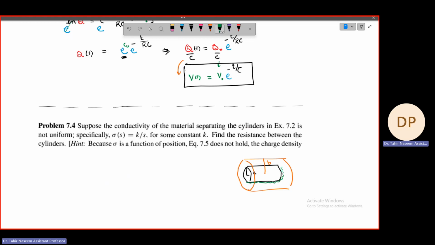The material in between had constant conductivity sigma, but this time sigma depends on k over s. What is s? s is the distance, the distance on this side is s. So as you increase s, conductivity decreases. Okay, so this is it. And now we have to find the resistance R. So I am writing do yourself. So try to do it by yourself.